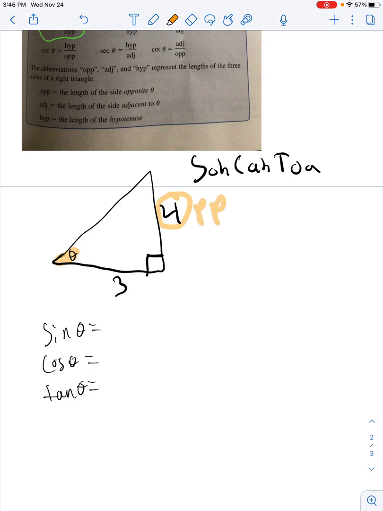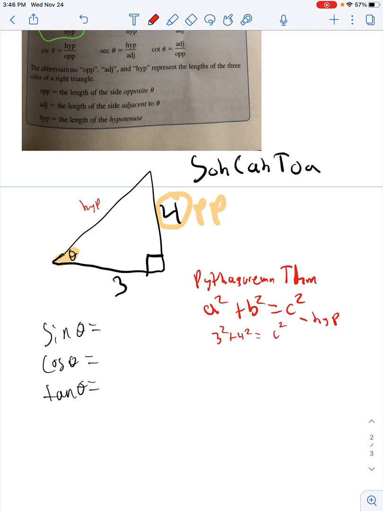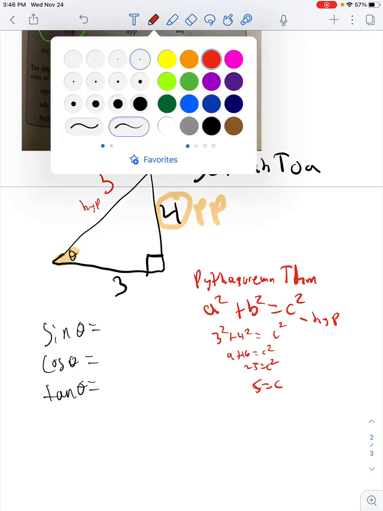over hypotenuse. I don't know what the hypotenuse is yet, but I can use the Pythagorean theorem, which is a squared plus b squared equals c squared. And c squared is always your hypotenuse, which we know is my hypotenuse because it's across from 90. So 3 squared plus 4 squared equals c squared. 9 plus 16, 25 equals c squared. Therefore, c equals 5.